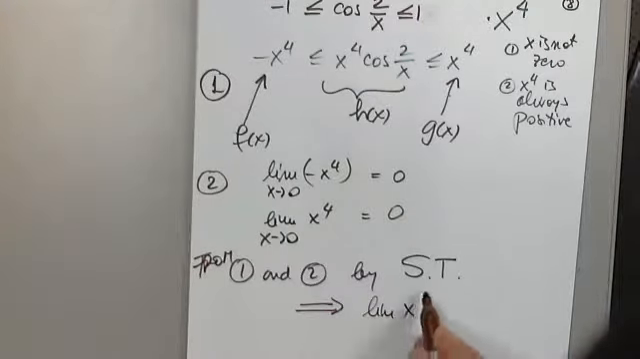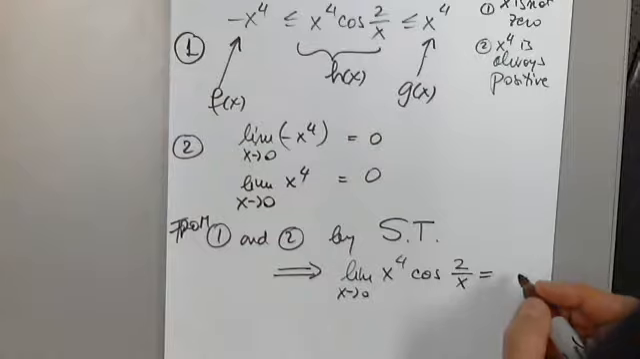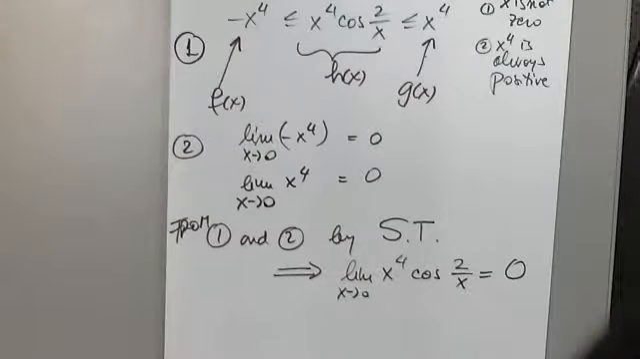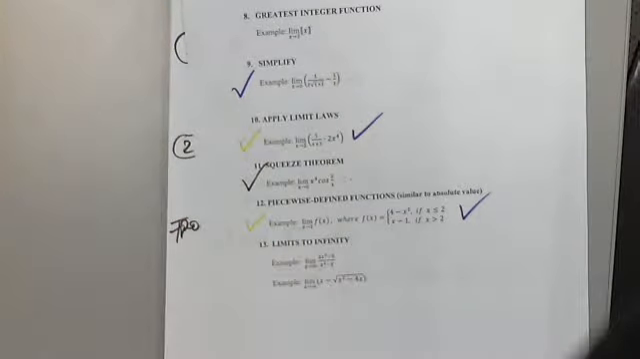Yes, I conclude the limit of x to the 4th times cosine 2 over x as x approaches 0 is definitely, that's it. We determined two functions, one from above and one from below. And since both limits exist from those functions and they're 0, we conclude that the limit of the middle function must be 0. Any questions? And this is number 11. We're trying to go through all these so you know what to expect.